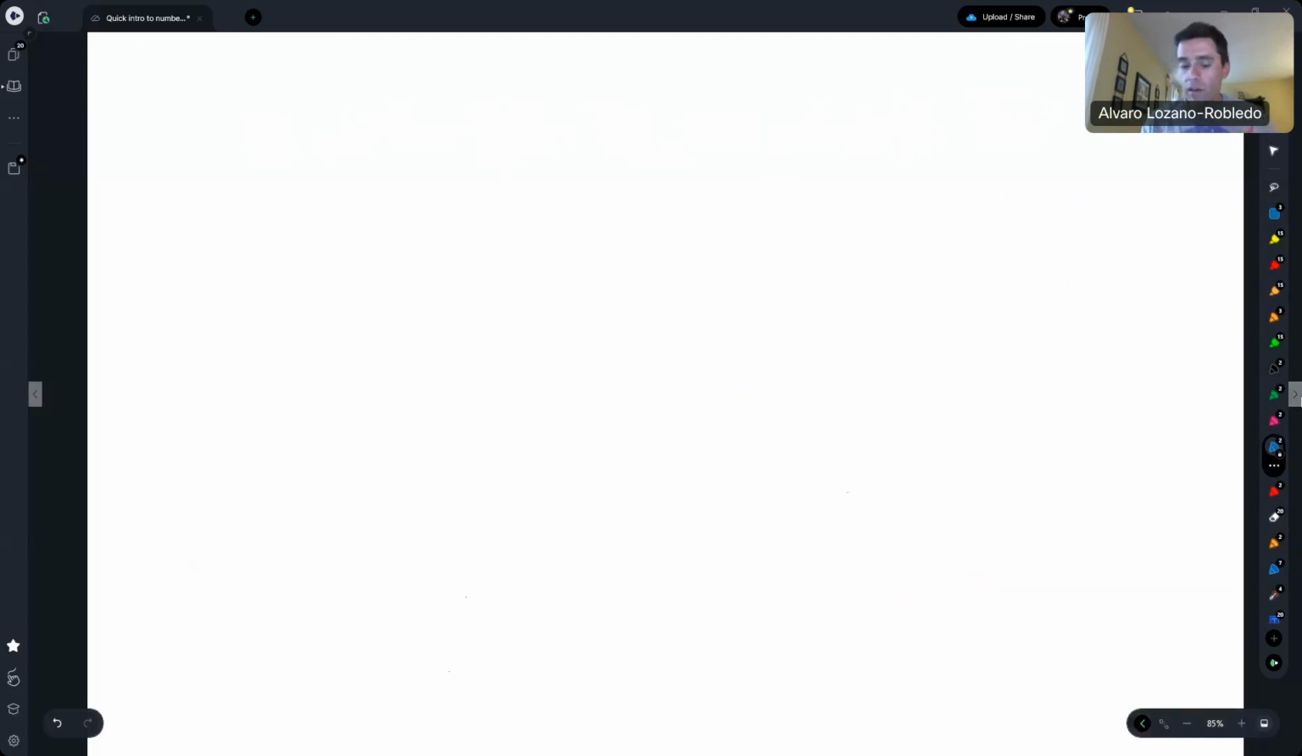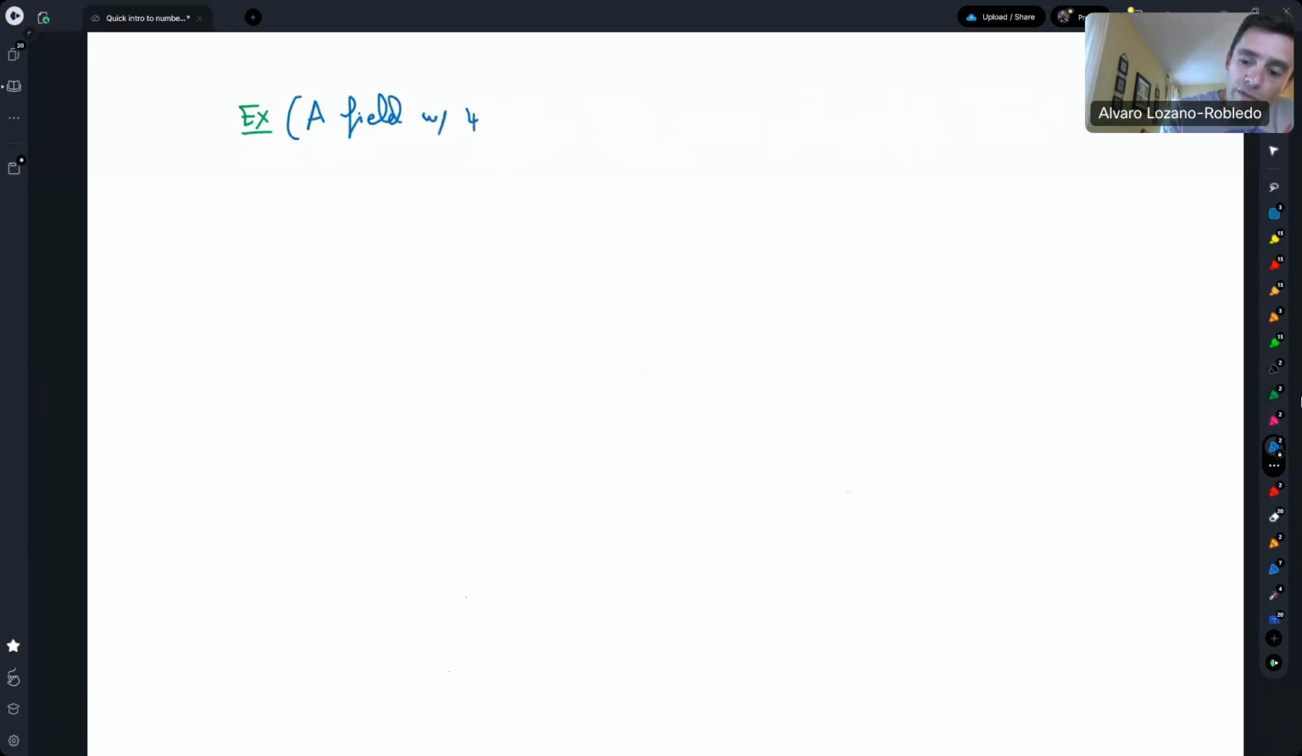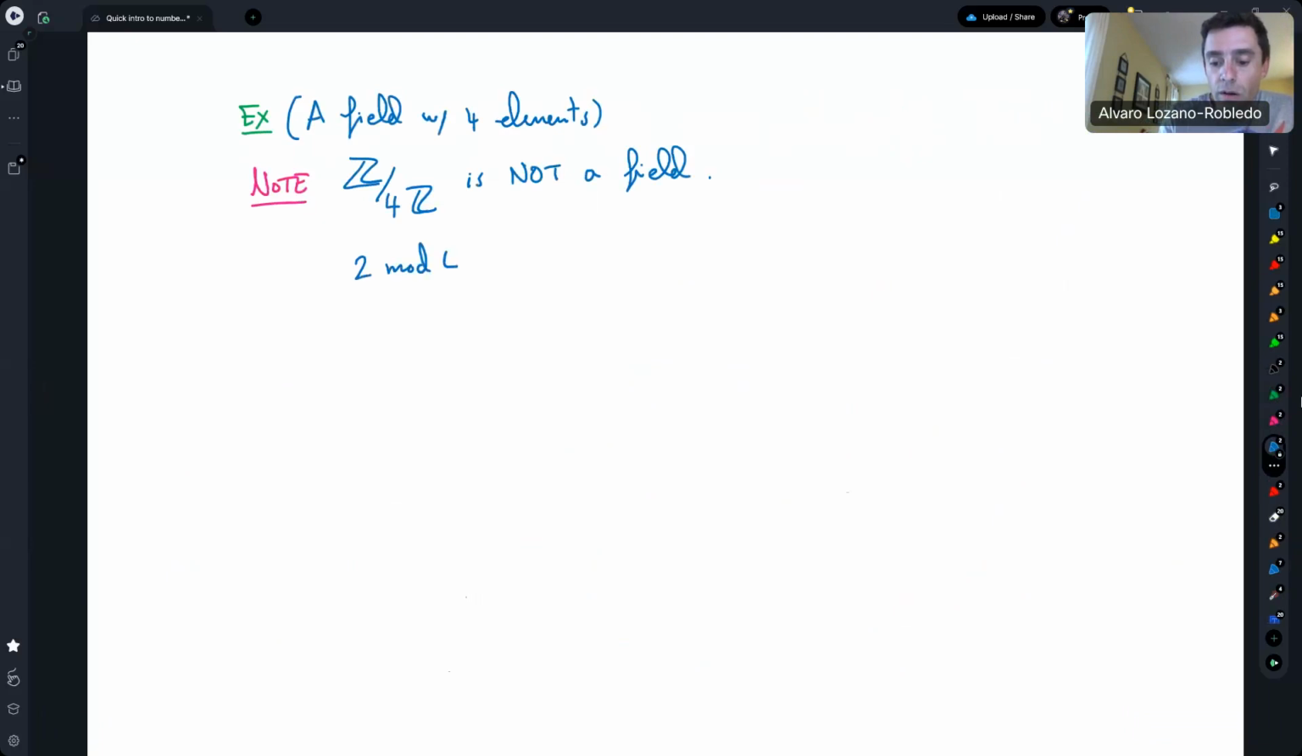How about a field with 4 elements? So here's an example of a field with 4 elements. Note, let's just check. I already said it, but Z mod 4 has 4 elements, but it is not a field. For example, it is not a field because the element 2 mod 4 does not have a multiplicative inverse.